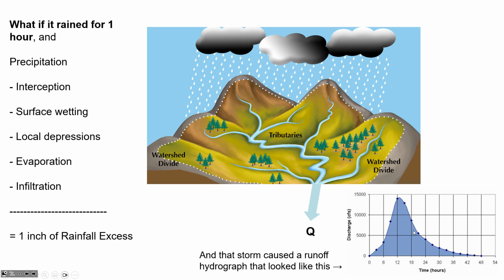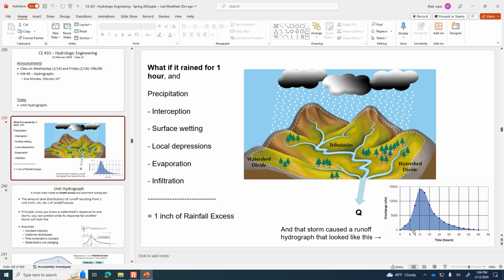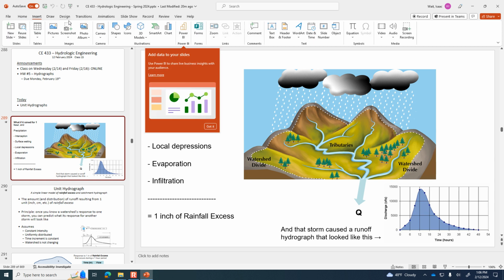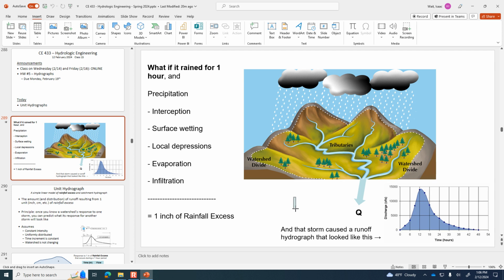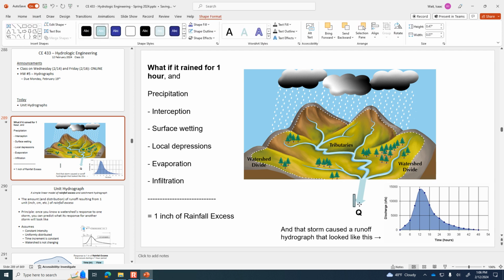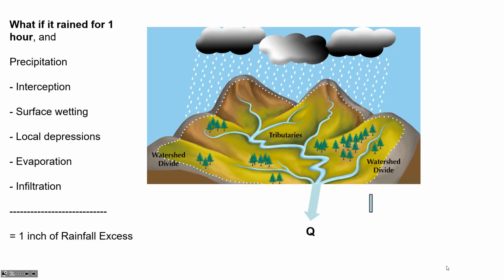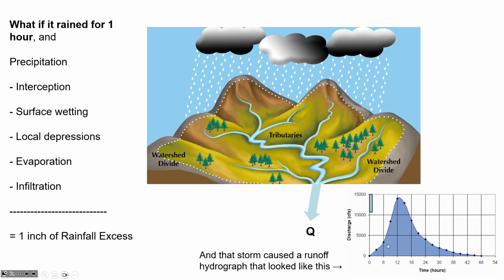runoff hydrograph. And so if we were going to do that, let me just insert a little bar that represents the rainfall. So it would be something like this. Here's our 1 hour of rainfall. It would be pretty narrow, because if we look at the rainfall hydrograph, this represents 6 hours. And so this is like 1 inch of depth, and then we had this response.